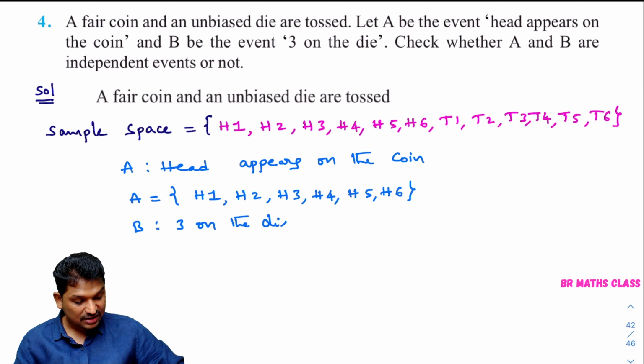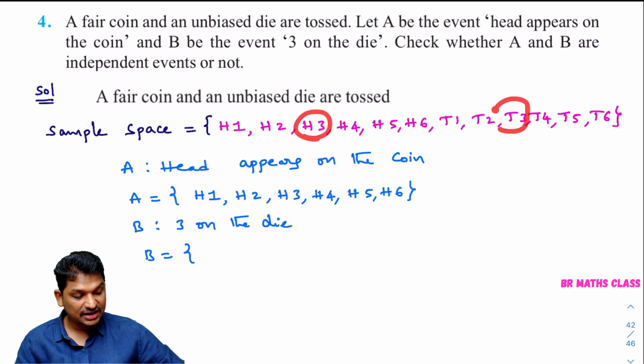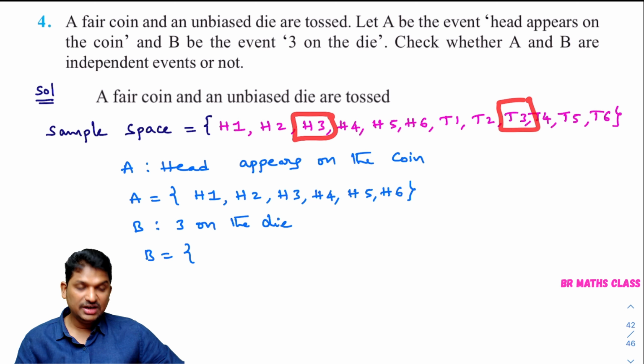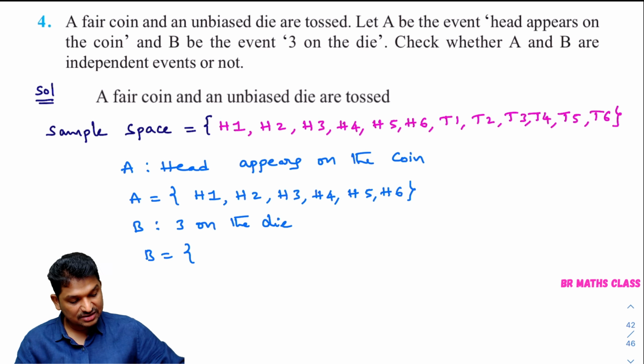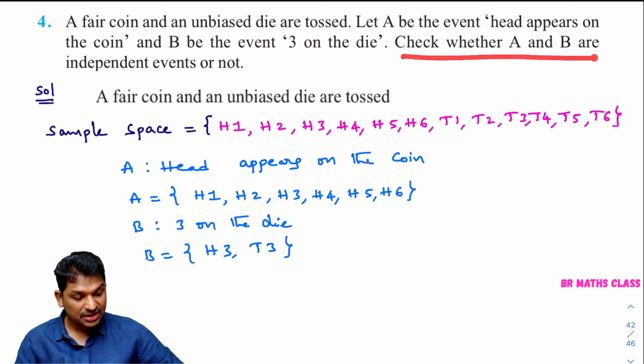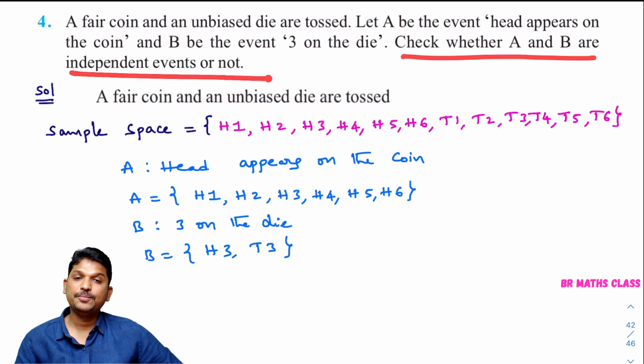Okay, so I want to write this event B now. 3 on the die. You observe 3 on the die is there 2 times. I hope you are understanding. So what does that result? B is H comma 3 and T comma 3. Okay. Now what is to be calculated? Check whether A and B are independent events or not.